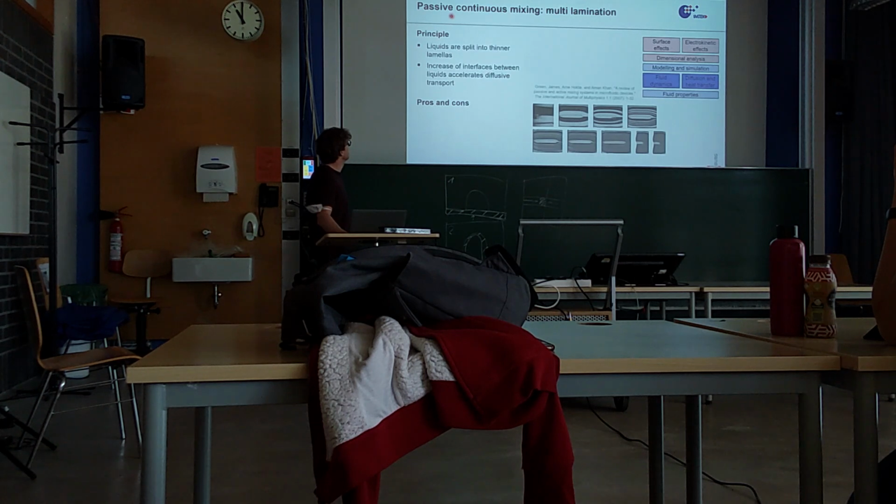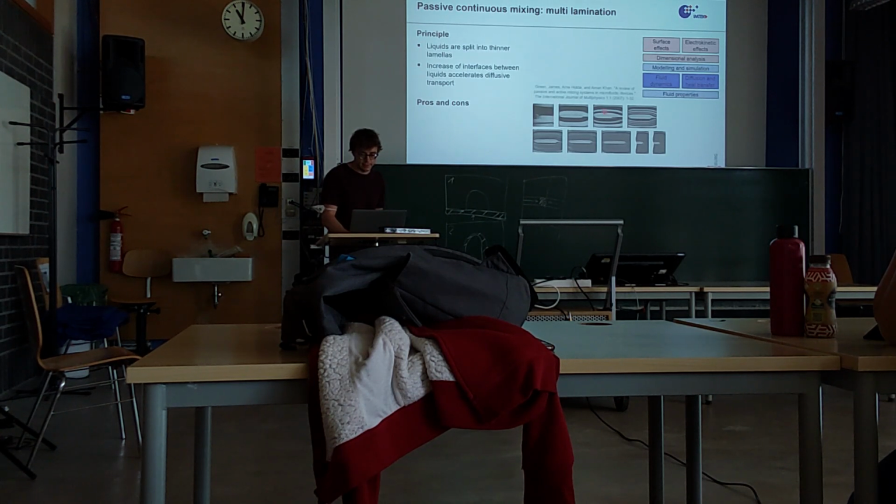So this is passive continuous mixing, and it's called multilamination. And here the idea is what is depicted in the picture on the down side: you have two reagents, and the mixing time only depends on the area of contact between the two liquids. So if you increase the contact area, you will also decrease the mixing time. And that's what you can see in this picture.